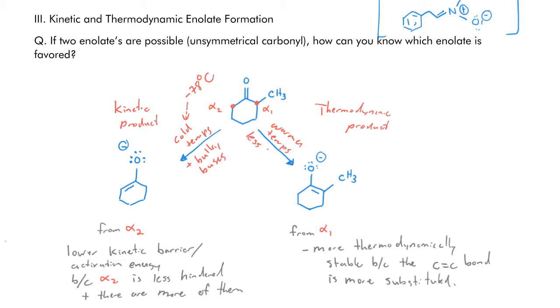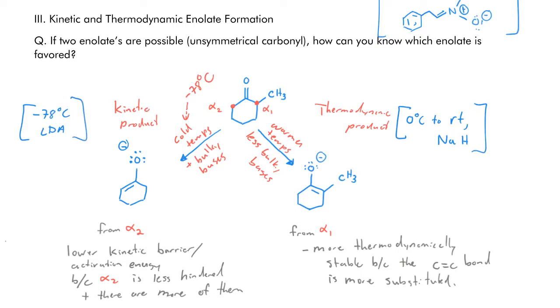So I'm also making mention here of the size of the base. A bulky base favors the kinetic product because of its large steric demands, whereas a less bulky base would favor the thermodynamic product. Typical cold temperatures are minus 78 degrees C, while warmer temperatures are anywhere from 0 degrees C to room temperature. The kinetic base would be LDA, and the small, thermodynamic base would be sodium hydride. So those are the conditions for kinetic and thermodynamic enolate formation, so that you can control which enolate you form, which becomes very important.